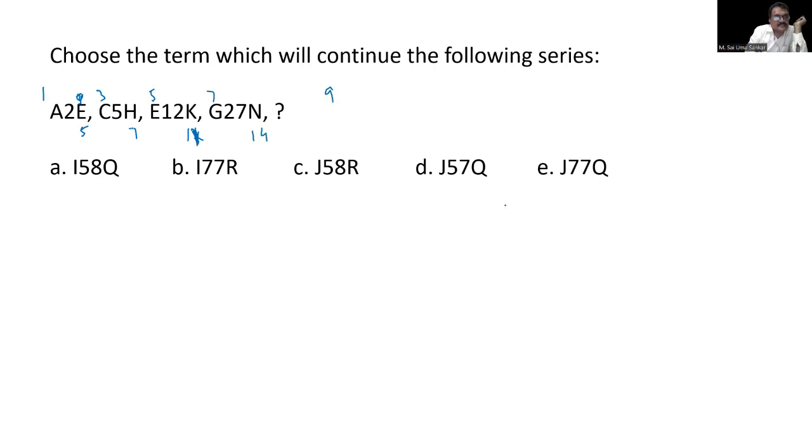And this is the 8th letter, right? Yeah. E is the 5th letter, H is the 8th letter, K is the 11th letter, and N is the 14th letter. What is the difference between these two consecutive letters? 3. 5 plus 3, 8, 8 plus 3, 11, 11 plus 3, 14, 14 plus 3, that is equal to 17.